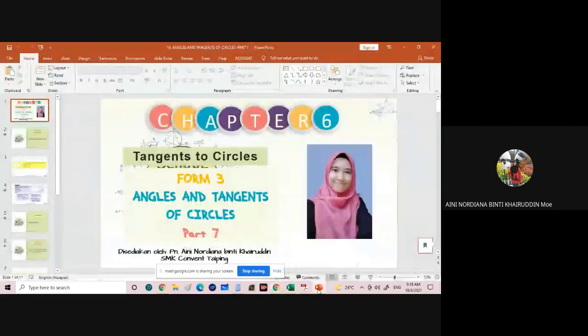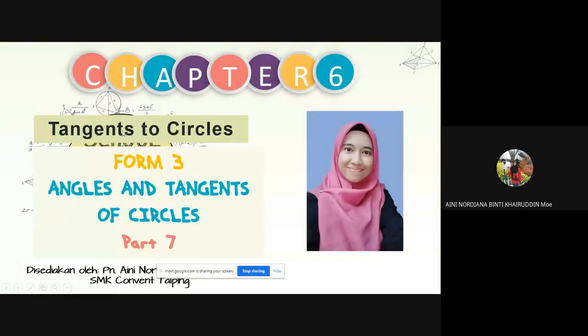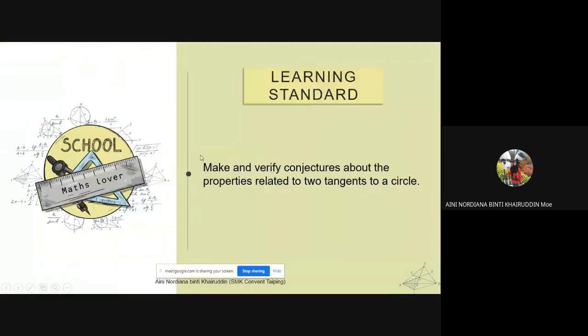Okay, now we proceed to the new subtopic. Still in tangent to circles. So our learning standard for today's lesson: make and verify conjectures about the properties related to two tangents to a circle. Okay, before this, from previous class, you only learn for one tangent. Now we want to make and verify conjecture about two tangent.